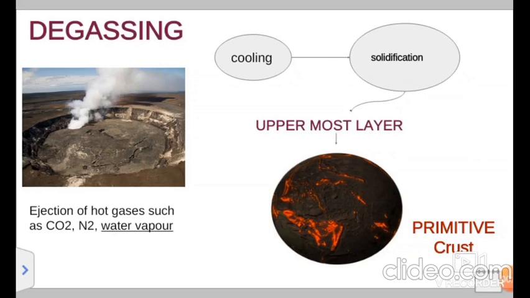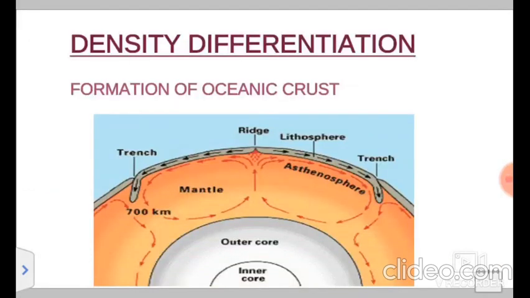Degassing is the ejection of hot gases such as carbon dioxide, nitrogen, and water vapor. As we know, under conduction, when we place hot and cool objects beside each other, the hot object transfers heat until both attain the same temperature. So in our case, the outer atmosphere is a cool body and the hot gas nebula is a hot body, and heat transfer is taking place by the ejection of hot gases. This continuous degassing leads to cooling and solidification of the uppermost layer, resulting in the formation of the primitive crust. The deformation of the primitive crust under the influence of density differentiation results in the formation of oceanic crust.